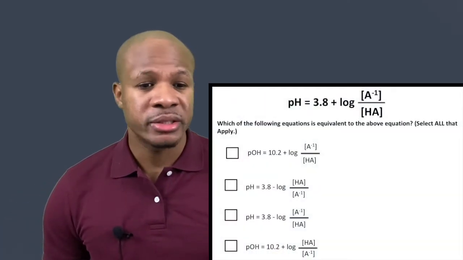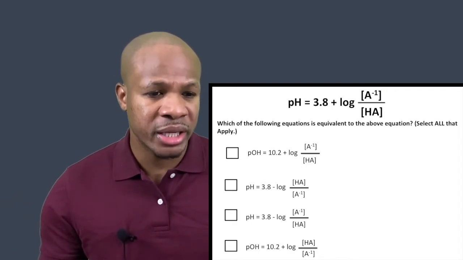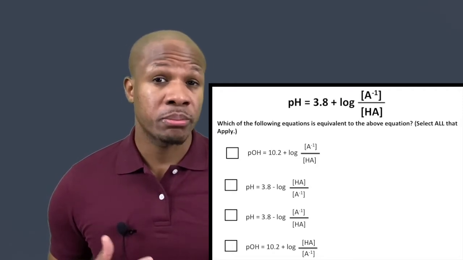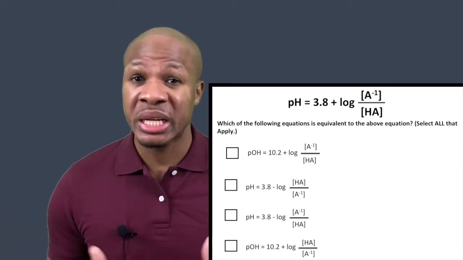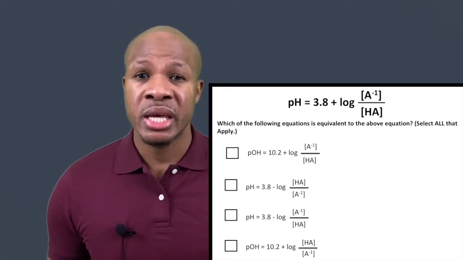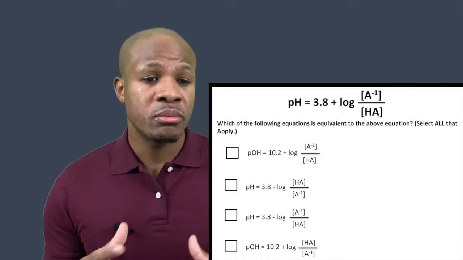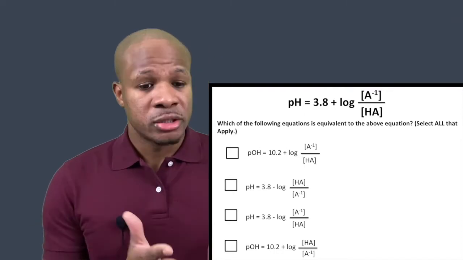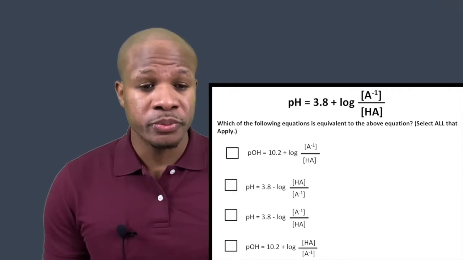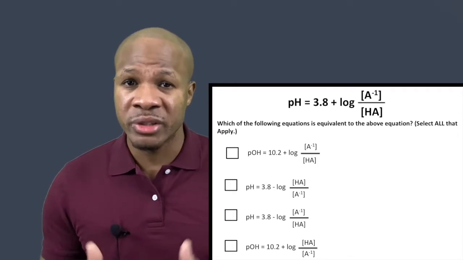All right, so let's dive into question number two. Question number two states, which of the following equations is equivalent to the above equation? Select all that apply. In this question, we're basically given the same equation, right? We're given the Henderson-Hasselbalch equation for a weak acid, which has a pKa of 3.8. So that's the equation that we're given. Now, this equation could be rearranged and manipulated in different ways, but it still has the same meaning. So we're being asked to filter through these answer choices to figure out which of these equations are simple manipulations of the above equation.